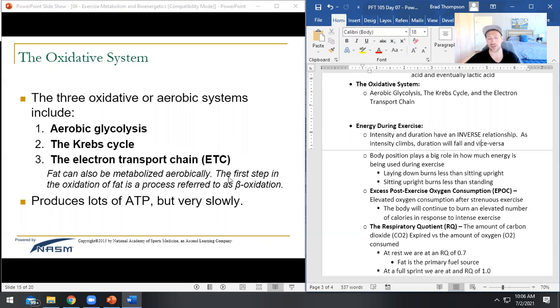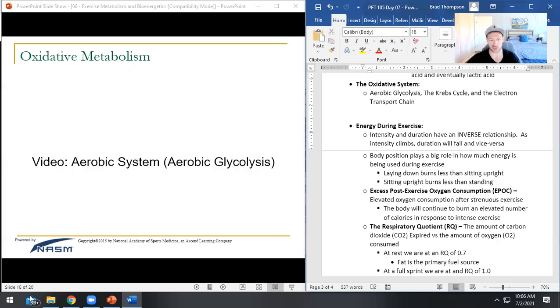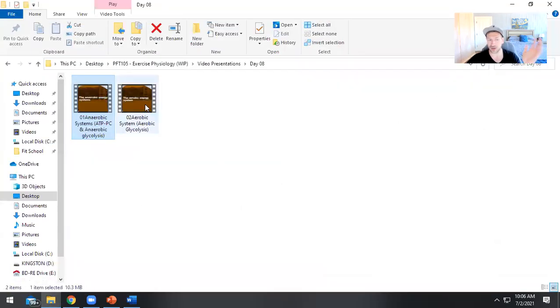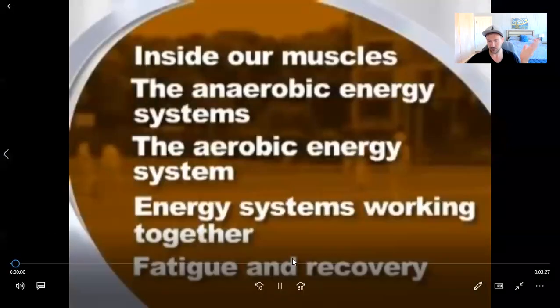And then fat can be used here as well through that beta oxidation, and it basically just skips straight to this Krebs cycle, electron transport chain section there. So here's the other half of the video where we're going to go through your aerobic system, right?